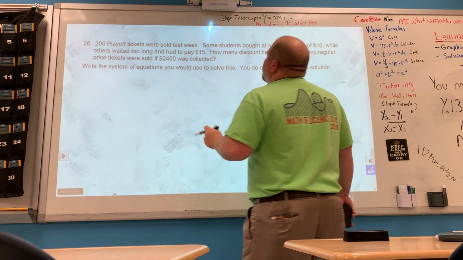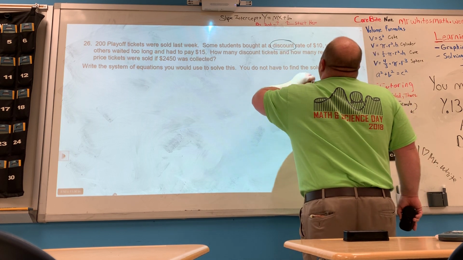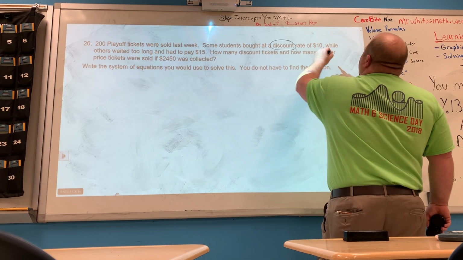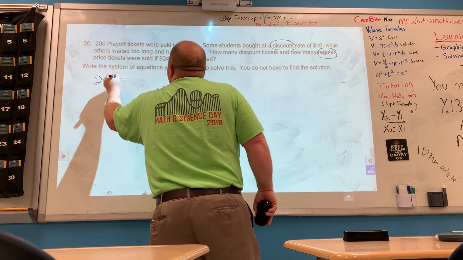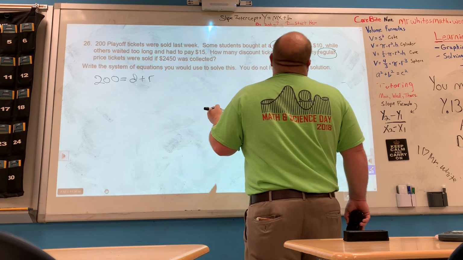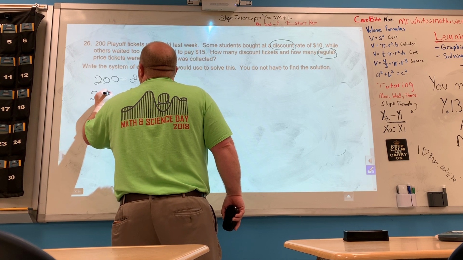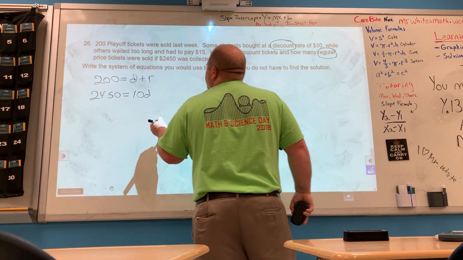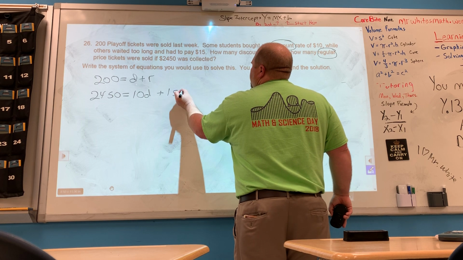26. 200 playoff tickets were sold last week. Some students bought a discount ticket of 10, while others had to wait too long and had to pay 15 for a regular price ticket. So 200 tickets were sold, and you had discount plus regular. Discount tickets plus regular tickets made 200. Also, I've got a monetary value, $2,450. Discount tickets were $10 apiece, so 10D, plus 15 for every regular price ticket, so that's 15R.